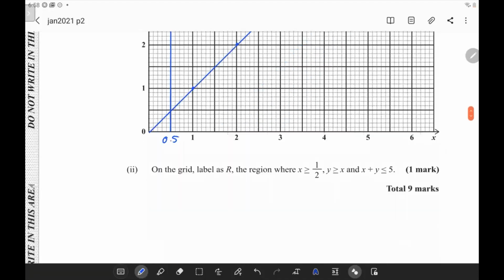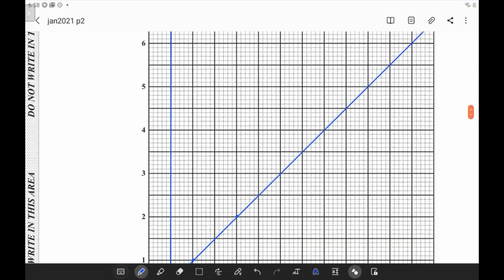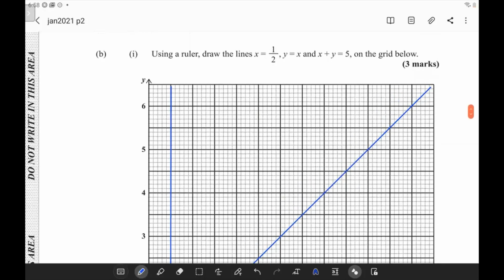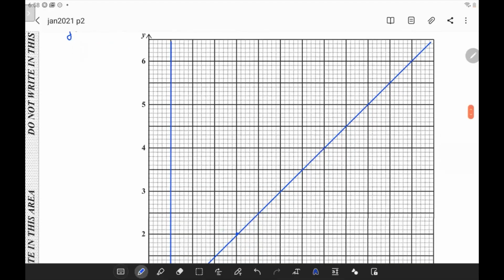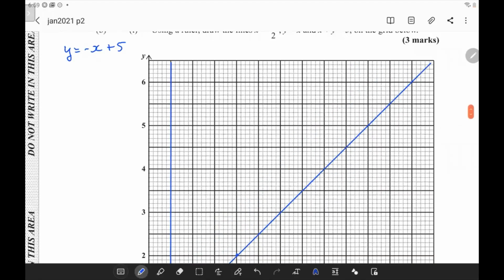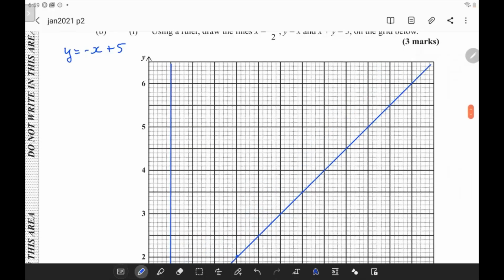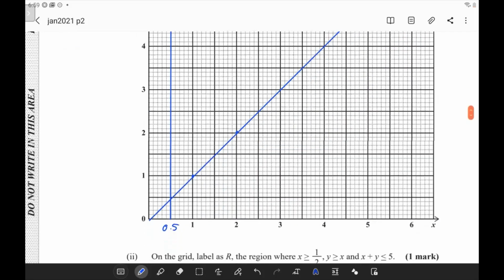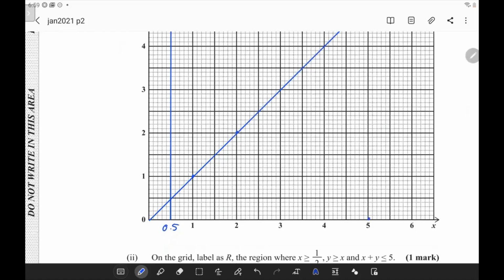And the last one tells us the line y plus x equal 5. Now, y plus x equal 5 is the same as saying y is equal to -x plus 5. Now we could choose some nice points. So let's choose when x is equal to 0. If x is equal to 0, y is equal to 5. So that's this point right here. If x is equal to 5, y is equal to 0, because -5 plus 5 is 0. So when x is 5, y is 0.